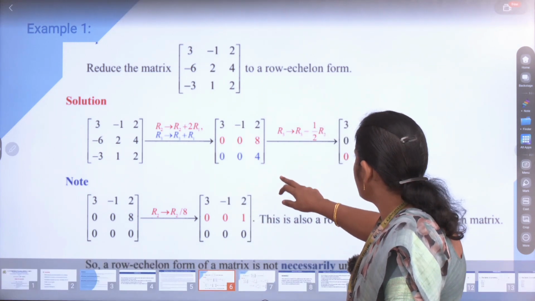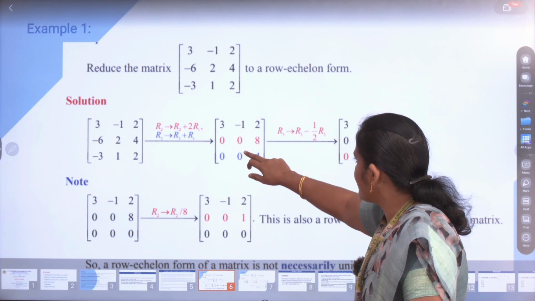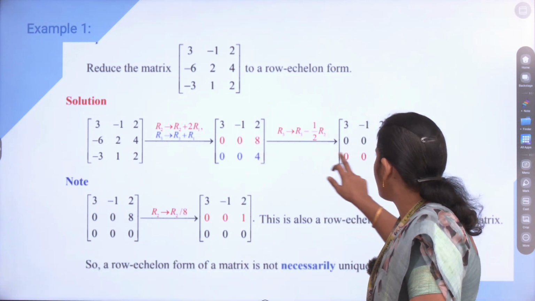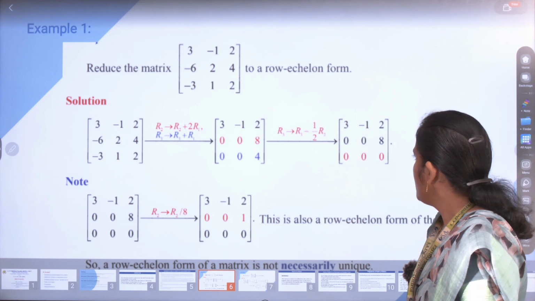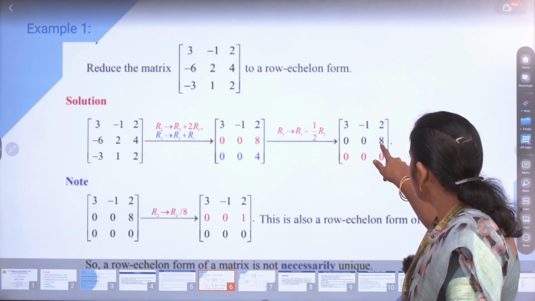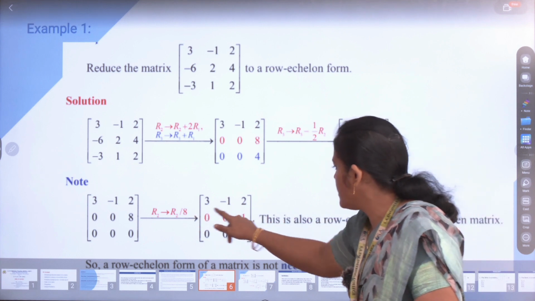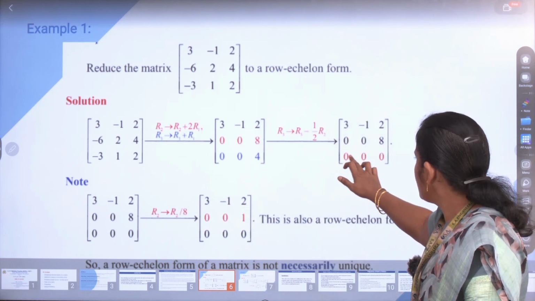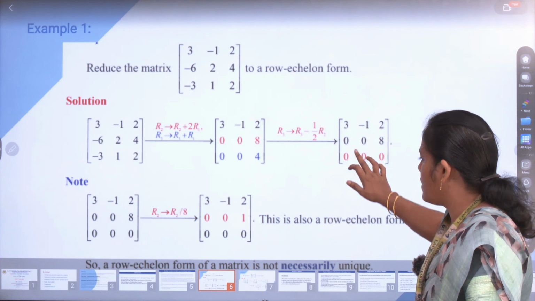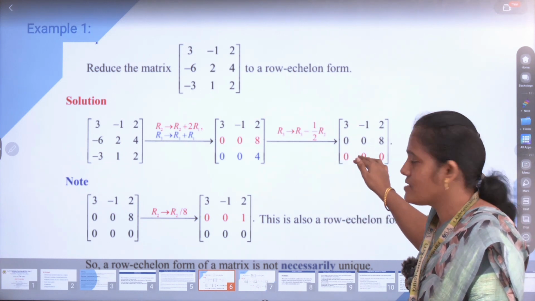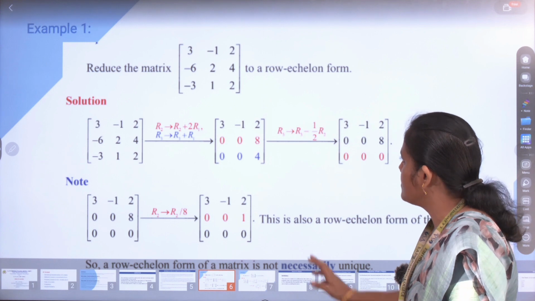The next step is to consider the second row; the element below its pivot is also 0. So this is the row echelon form. If it is possible, this 8 can be reduced to 1, otherwise there is no need. So this is the row echelon form. The third row vanishes, so the rank of the matrix is 2.